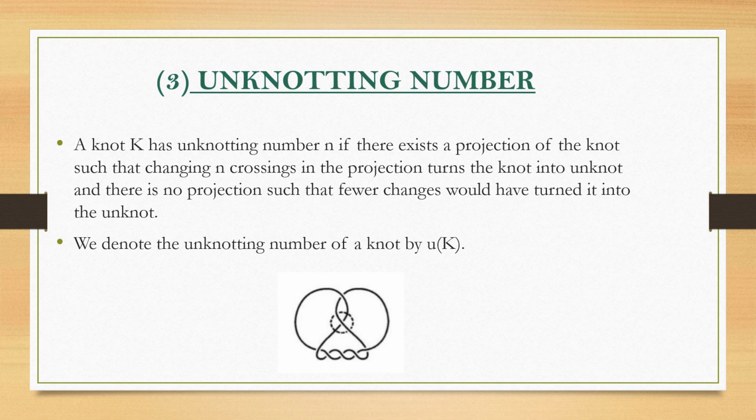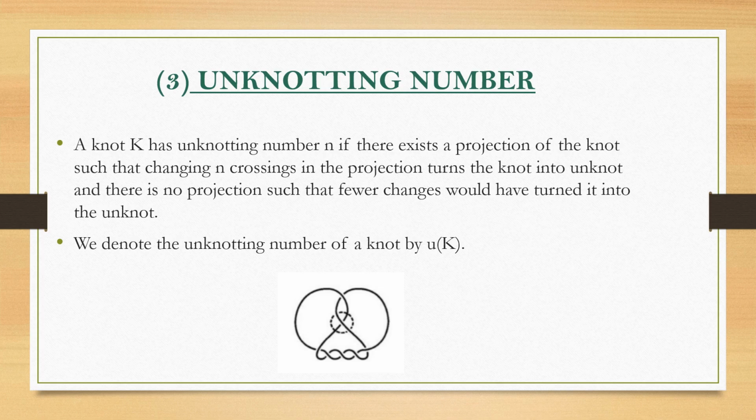A knot K has a knotting number n if there exists a projection of the knot such that changing n crossings in the projection would give you an unknot. And there is no projection that would give you an unknot if you try to change the crossings fewer than n times, at fewer than n places. You denote the knotting number of a knot by u(K).